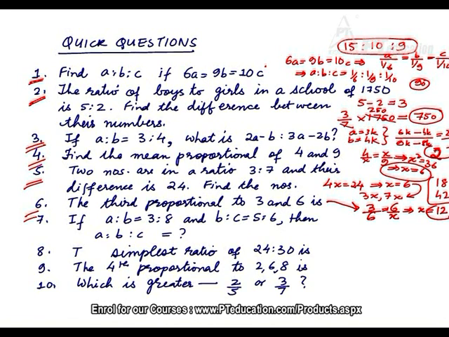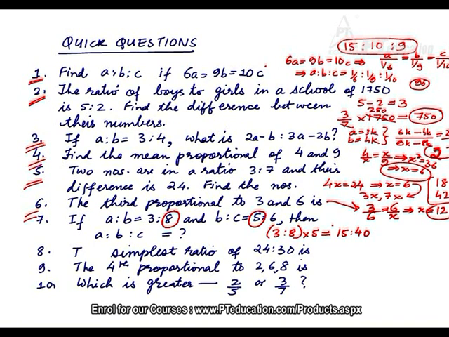If A is to B is 3 is to 8 and B is to C is 5 is to 6, then A is to B is to C is how much? You know we have to make the common term common. B is 8 and B is 5. So it is obvious that we need to make 8 and 5 common. Take the LCM of 8 and 5. What will be the LCM of 8 and 5? It will be 40. So the first expression 3 is to 8 needs to be multiplied throughout by 5. So this will become 15 is to 40.